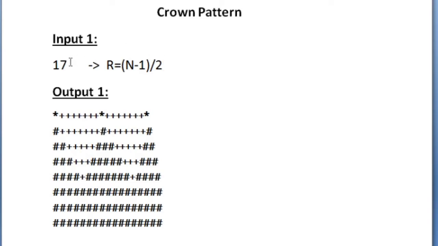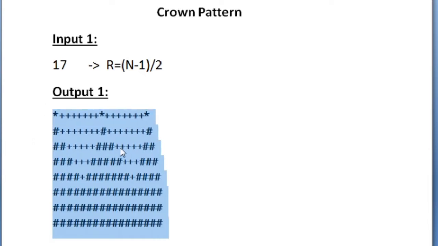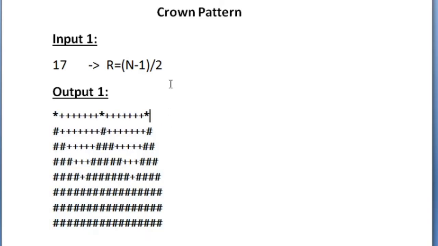So the value of n is 17. 17 minus 1 is 16 and when divided by 2 it is 8. So our output must contain totally 8 rows. So this is the first, second, third, fourth, fifth, sixth, 7, 8. So our output contains 8 rows and the number of columns is equal to the value of n. So the value of n is 17. So in every row we will be printing 17 characters.